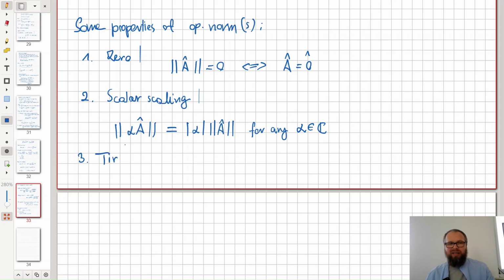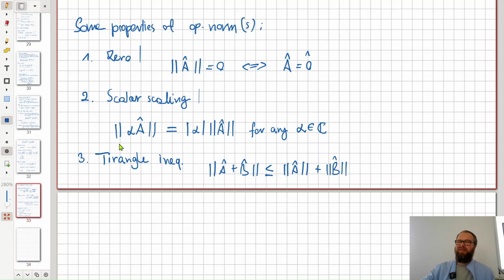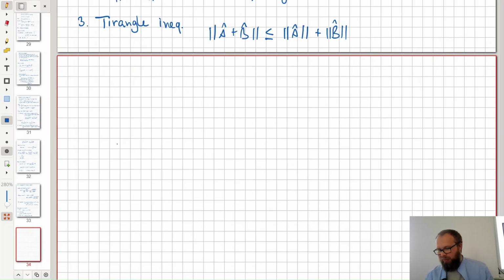Triangle inequality. This must be true for all norms, for the standard and Frobenius in particular. The triangle inequality is like the bread and butter of almost everything we do here. We already use the triangle inequality extensively, of course, but just to point it out.